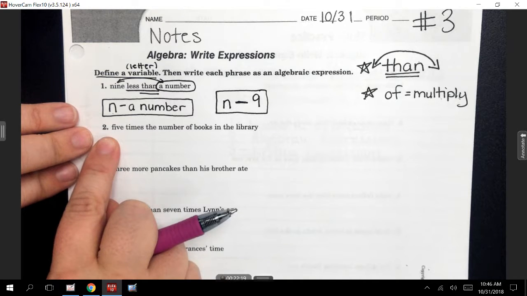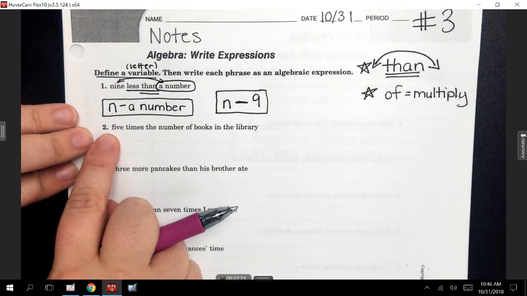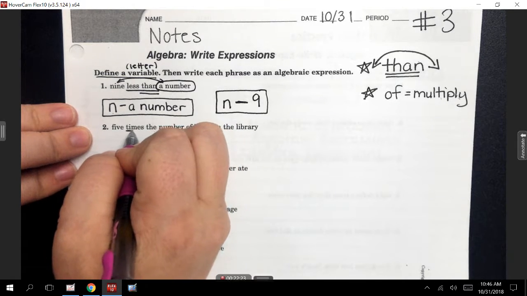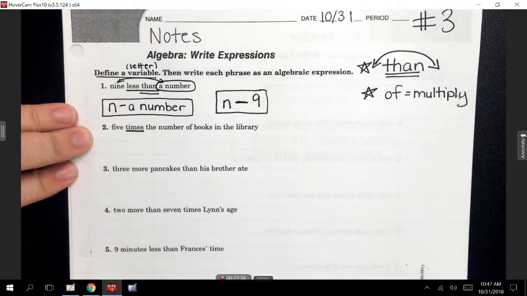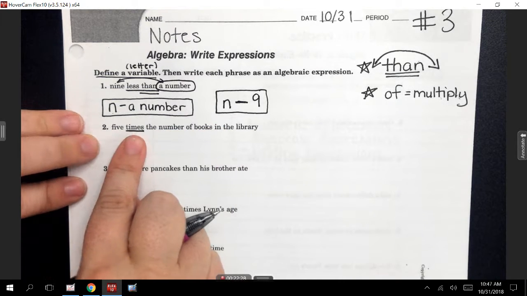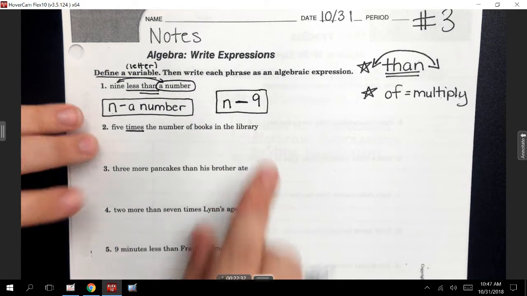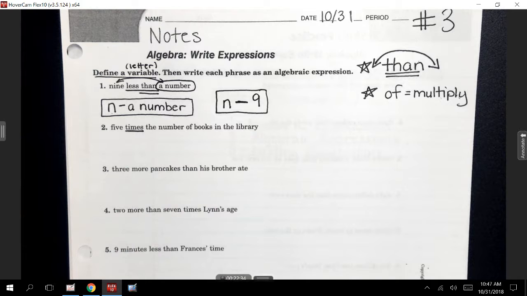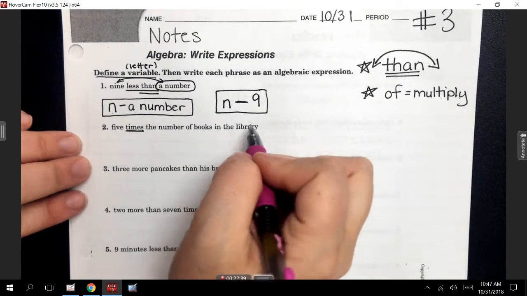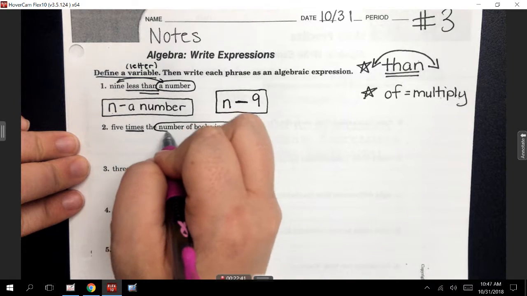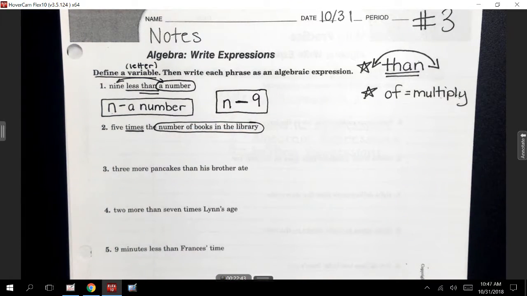All right, number 2 says 5 times, I like to underline operations when I see them. So 5 times the number of books, the number of books in the library. So what information is missing here? What is it that I don't know? Maribel? The number of books. Do I know how many books are in the library? No.